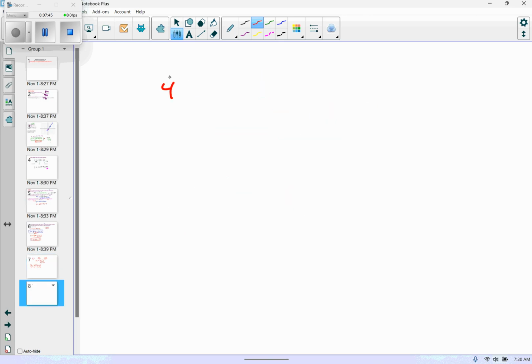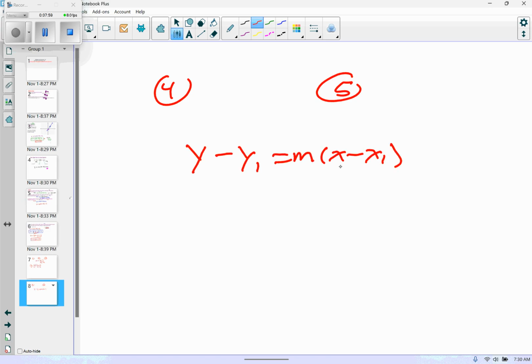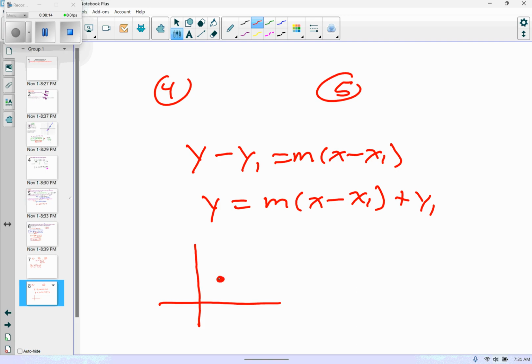For number 4 and number 5, what you might want to do before you start modifying the equation, first off, change your point slope from this to this, add the y1. But you might want to find the slope first. So remember, let's say on the very first problem, number 4, you have this graph, and it says you have 2, 2, and then you have 4, negative 1.